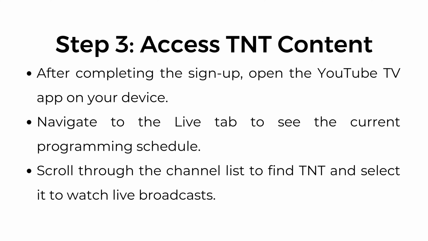Step number 3, access TNT content. After completing the sign-up, open the YouTube TV app on your device. Navigate to the Live tab to see the current programming schedule. Scroll through the channel list to find TNT and select it to watch live broadcasts.